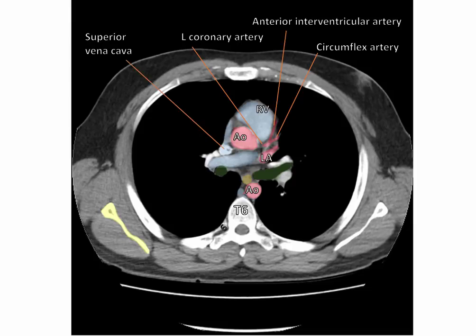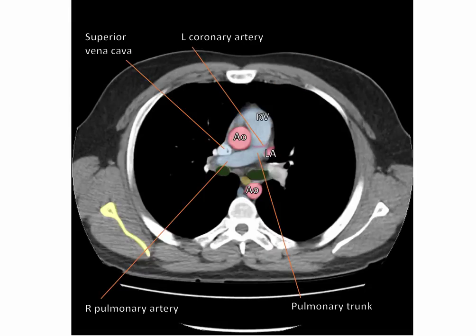Also at this level, we can begin to see the superior vena cava draining into the right atrium. We can see the uppermost part of the left atrium, which forms the auricle, and we can see the inferior part of the pulmonary trunk. This is in continuity with the right pulmonary artery here. Here, we can see the junction of the left coronary artery with the ascending aorta.